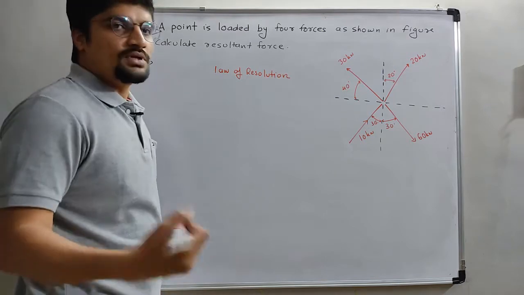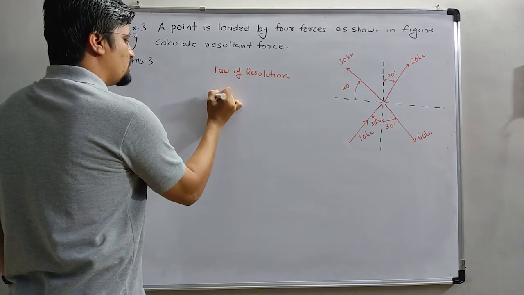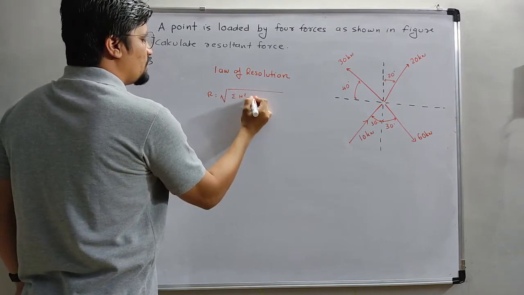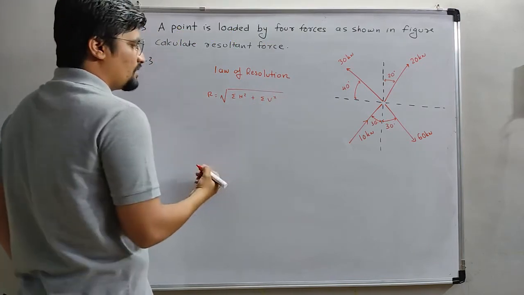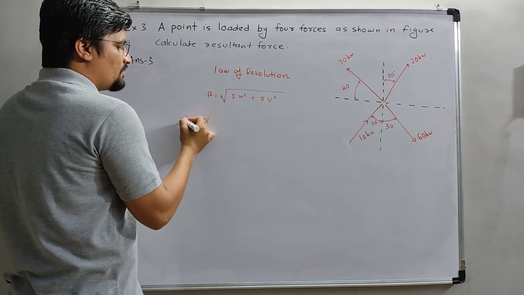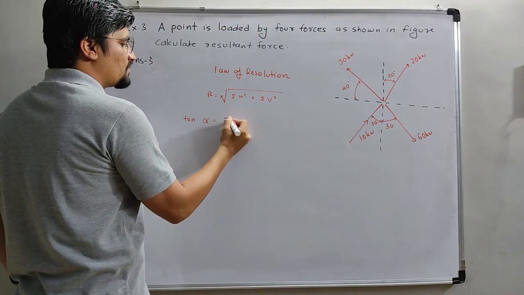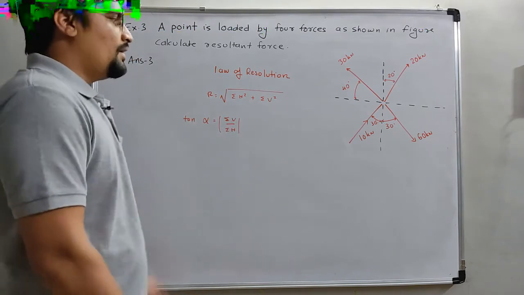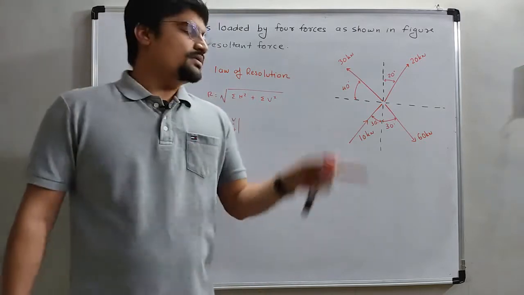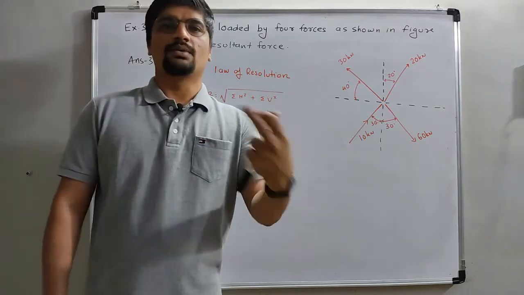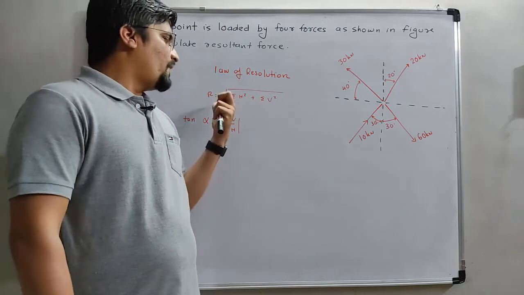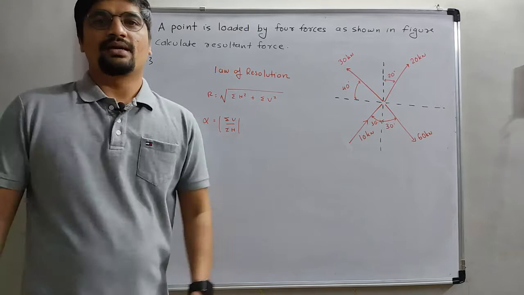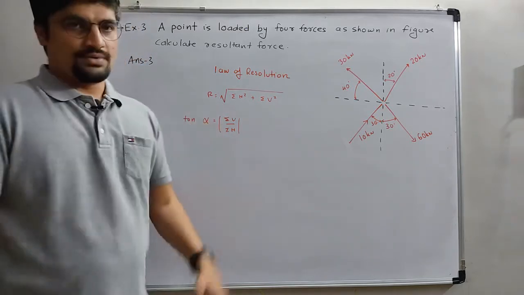The law of resolution equation is R is equal to the square root of summation of H squared plus summation of V squared, and tan alpha is equal to the mod of summation of V by summation of H. By finding the summation of horizontal forces and the summation of vertical forces, we will find the resultant force, and by solving this we can get the location of the resultant force.